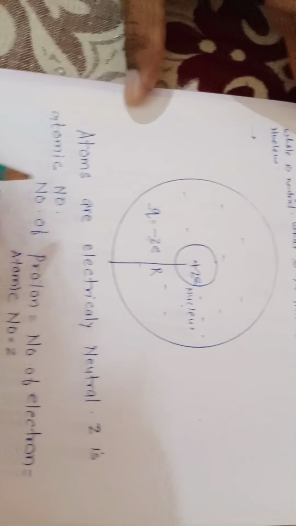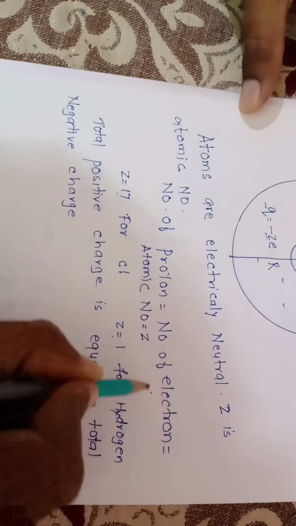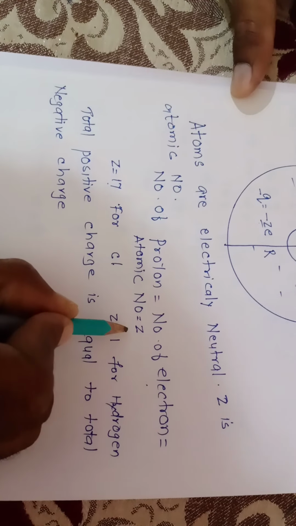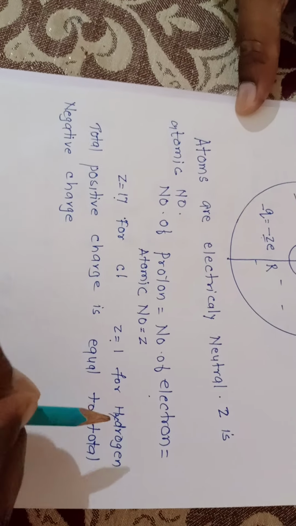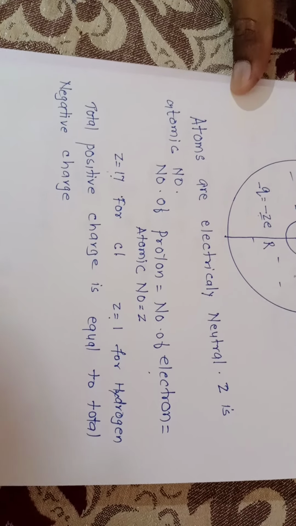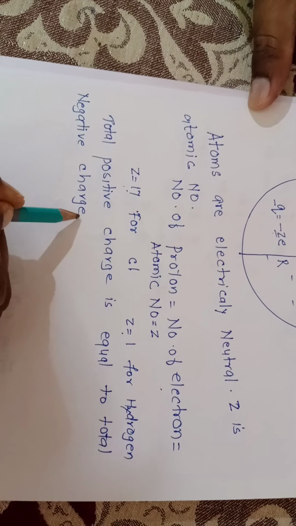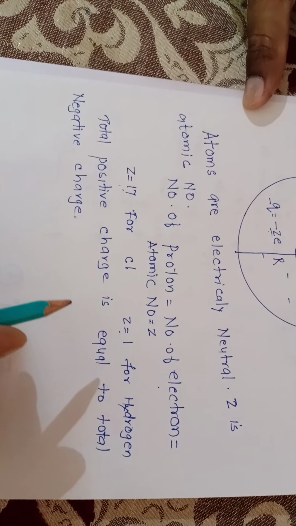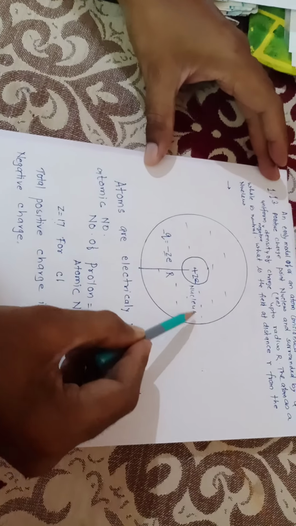We know atoms are electrically neutral, and in an atom the number of protons is equal to the number of electrons, which is equal to the atomic number. Z represents the atomic number. Z will be 17 for chlorine and Z will be 1 for hydrogen. So total positive charge is equal to total negative charge. Now we have to calculate the electric field outside the sphere and inside.